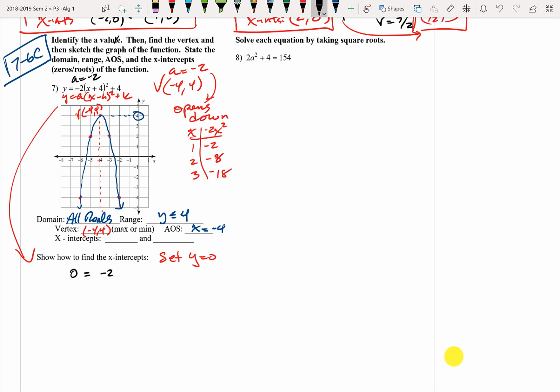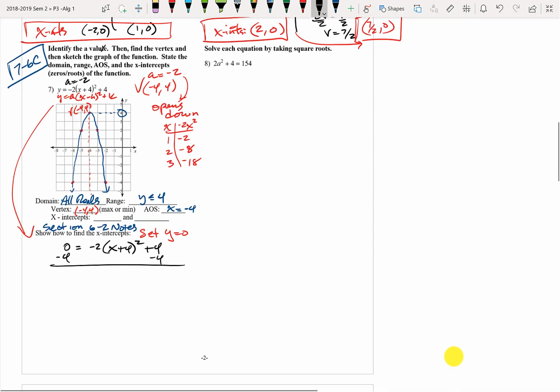Okay, 0 equals -2 times quantity x plus 4 squared, plus 4. Well, you got to isolate the square term. So in this, you use your section 6.2 notes, solving by square roots. So let's subtract 4. You get -4 is equal to -2 times quantity x plus 4 squared. You got to isolate first before you root. So we get 2 is equal to x plus 4 squared.